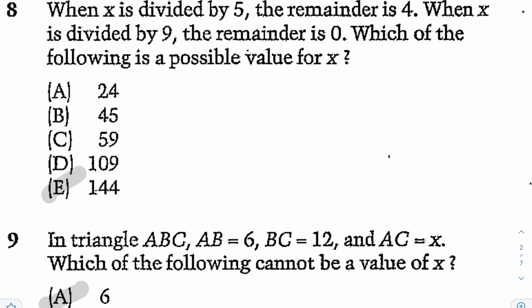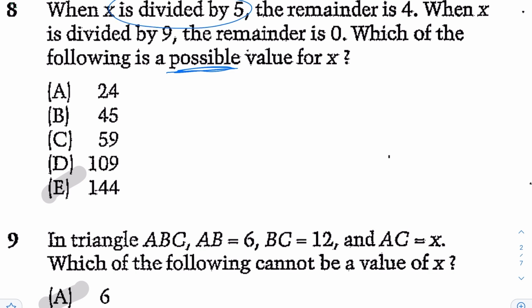Next, for number 8, when x is divided by 5, the remainder is 4. When x is divided by 9, the remainder is 0. Which of the following is a possible value for x? Possible means that there could be many answers for x. So you just have to go through all the choices and see if these two criteria are true.